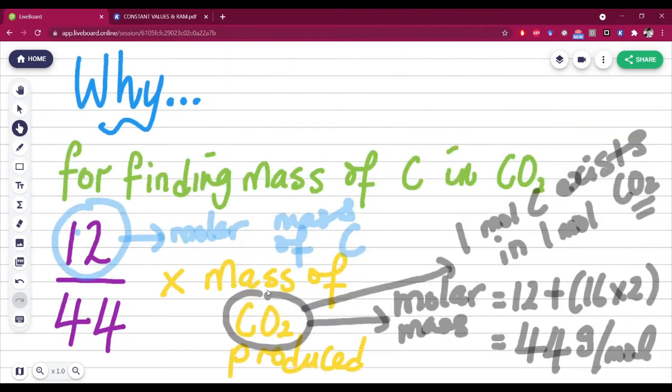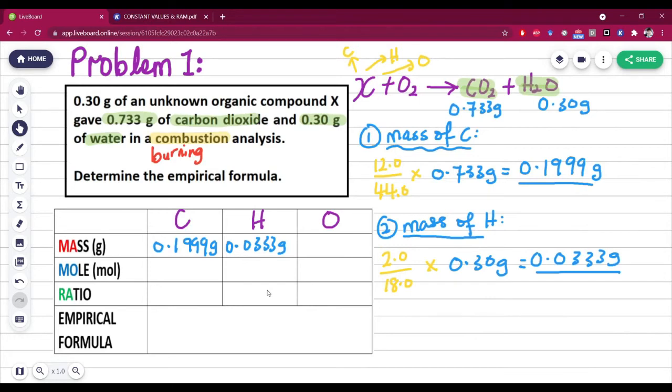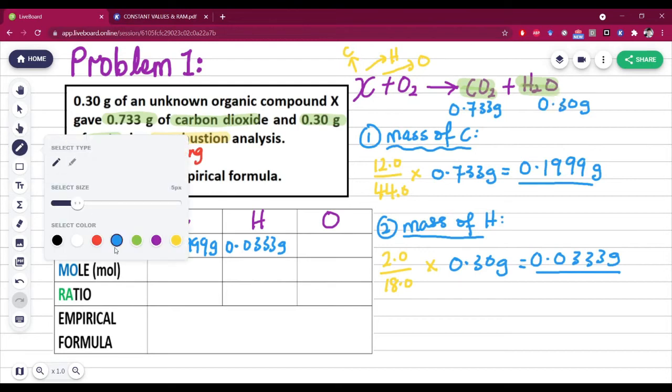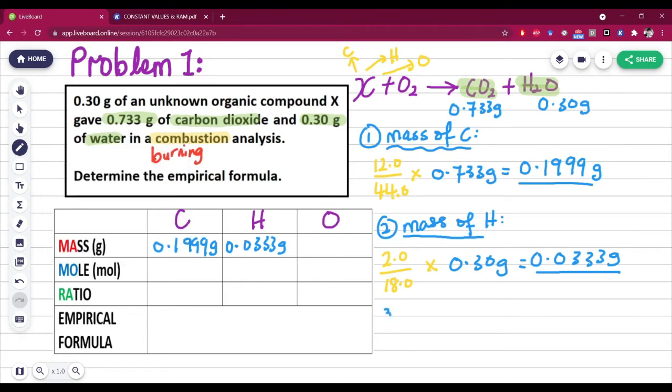So we go back to there. Now what about oxygen? Can we find the mass of oxygen from carbon dioxide and from water by using the same method over here? No, that is going to give you an incorrect answer. Why? Because you have oxygen for carbon and oxygen for water. So it's not going to be accurate. But what we can do over here is going to be a bit easier to find the mass of oxygen.